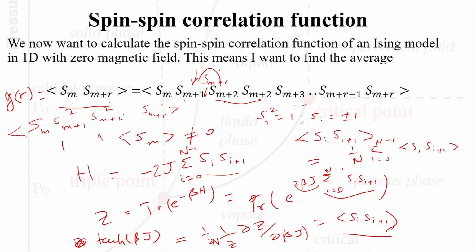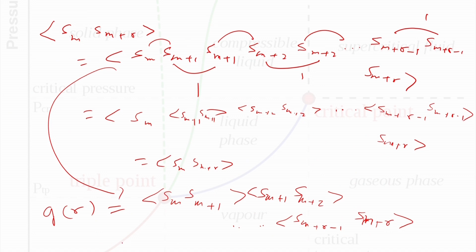Sorry, there is a factor of 2 which is missing. So I am going to put 2 there. So it is going to come like that. The answer is going to be tan hyperbolic 2 beta j. So now the g of r is going to come out as tan hyperbolic 2 beta j raised to r.